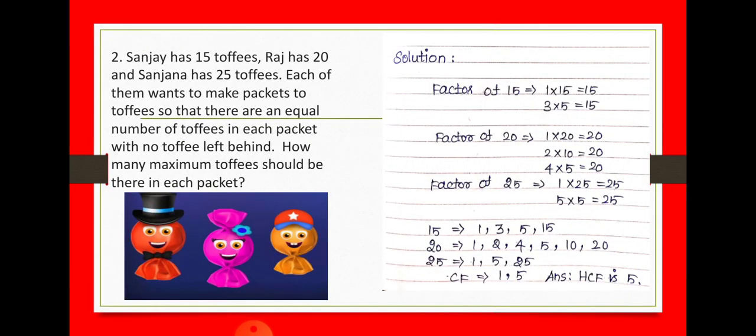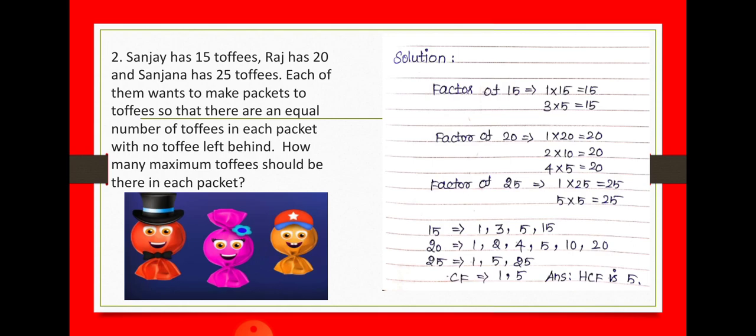Question number 2. Sanjay has 15 toffees, Raj has 20 and Sanjana has 25 toffees. Each of them wants to make packets of toffees so that there are an equal number of toffees in each packet with no toffee left behind. How many maximum toffees should be there in each packet? Look at the solution. This is also a greatest number we have to find. That means highest common factor.